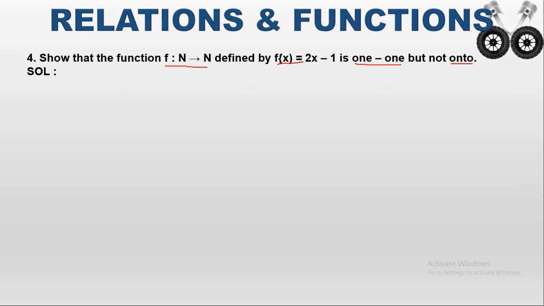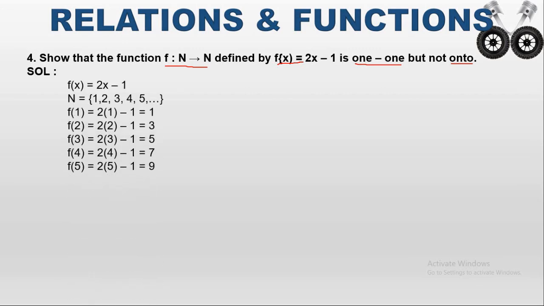So first we will write the given. What is given in the problem? f of x equal to 2x minus 1. So we have to write the N value. So what is N? N is the natural numbers. The natural numbers start from 1 and are infinite, they will not end. So 1 comma 2 comma 3 and so on to infinity.